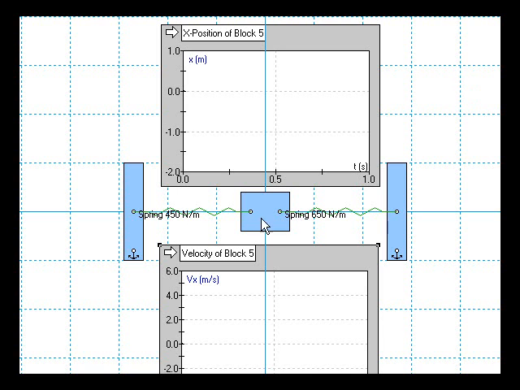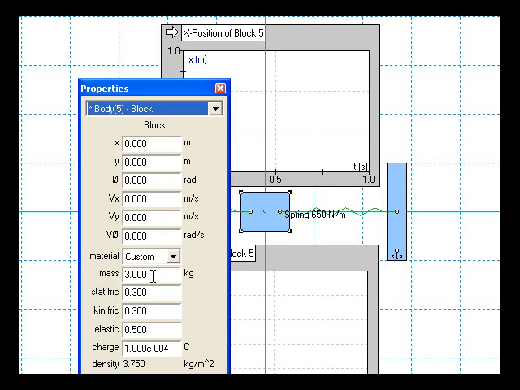So I'm going to run this animation here first. First of all, I put in the correct numbers. As you can see from the drawing, 450 Newton per meter is the spring constant on the left. 650 Newton per meter is the spring constant for the spring on the right, and then this one here has a mass of 3 kilograms, as you can see.